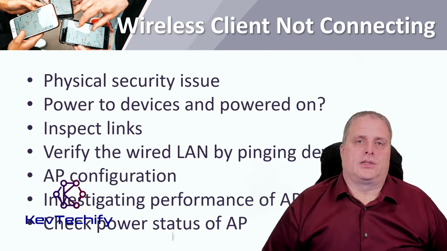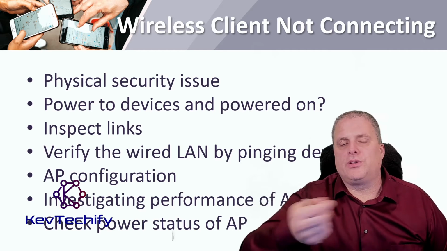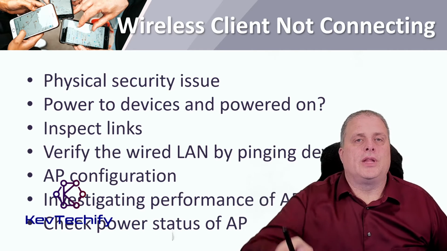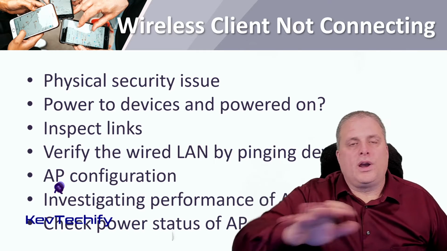Look at those links. Look at those cables running to your access points, to your wireless LAN controllers. Make sure that they're there. Make sure there are some link lights on there saying that, yes, we do have that. Make sure that you're wired in correctly.